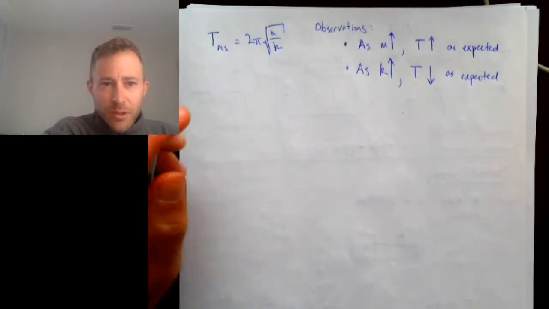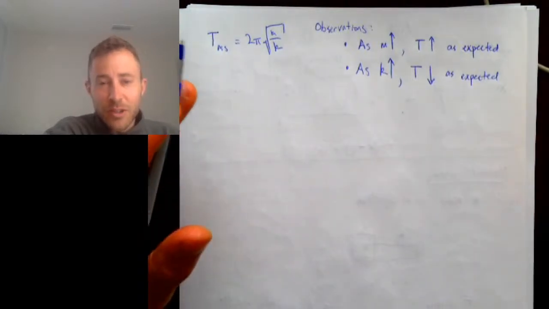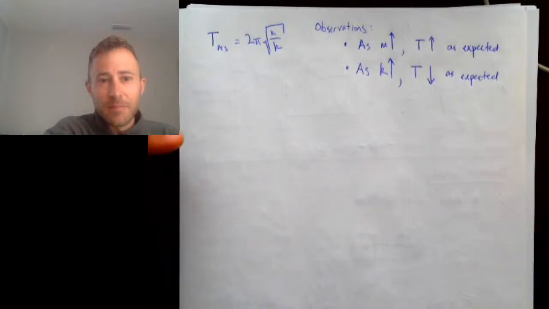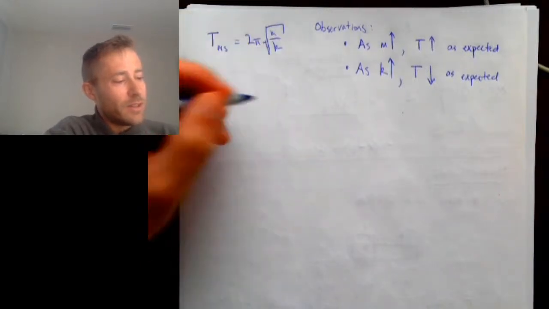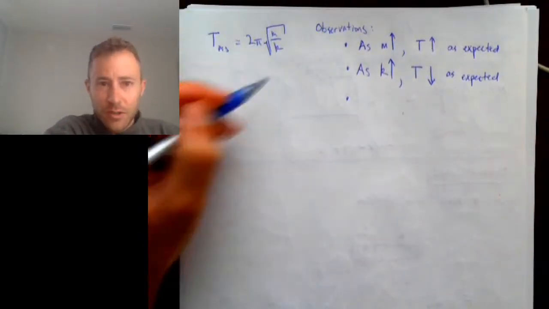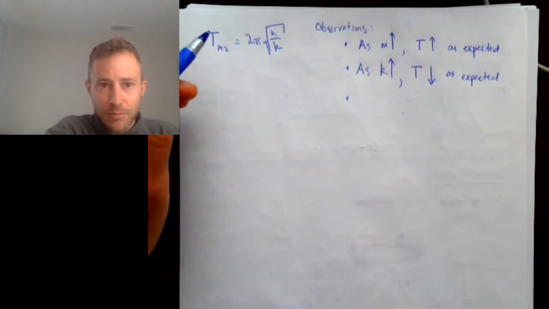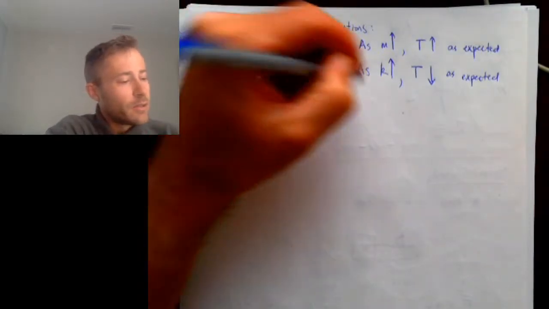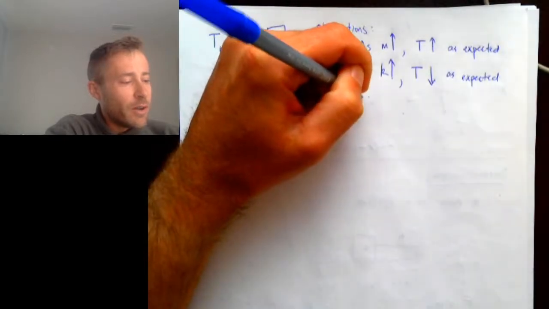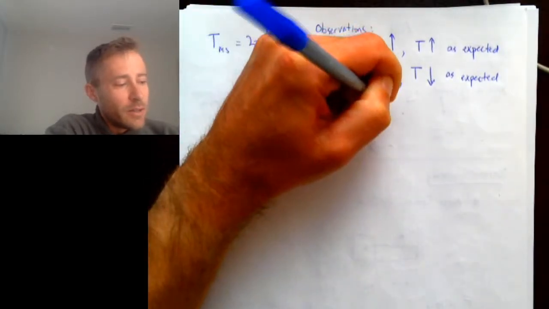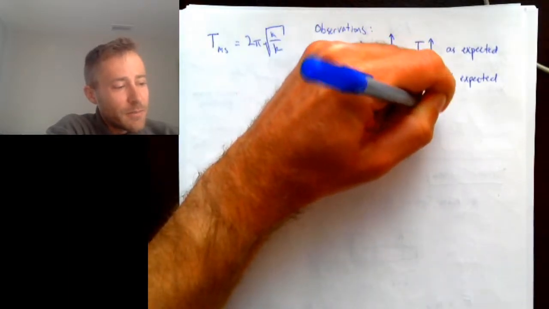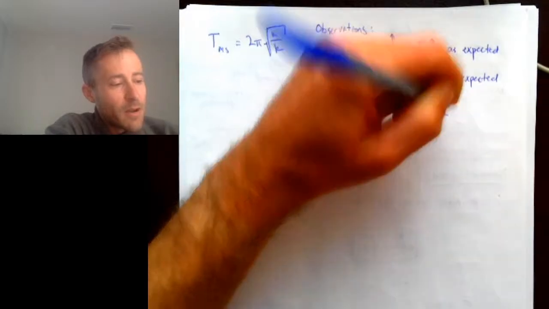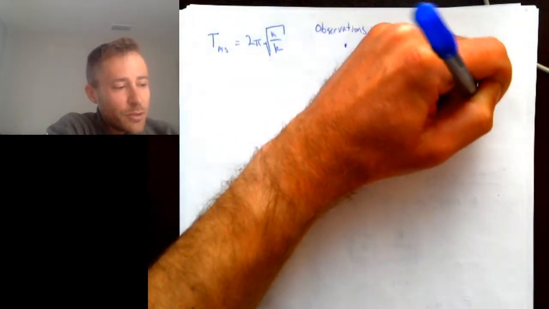But there are a couple of things about this equation that you might not expect, okay? So in particular, we can see that the amplitude does not appear in this equation, okay? So what that means is that the period does not depend on amplitude.